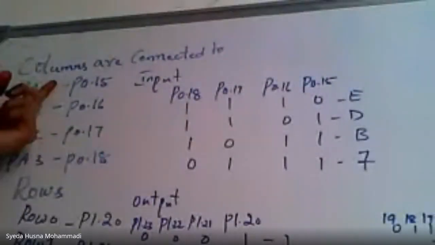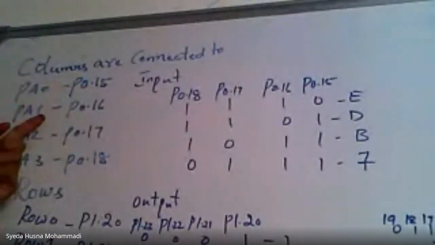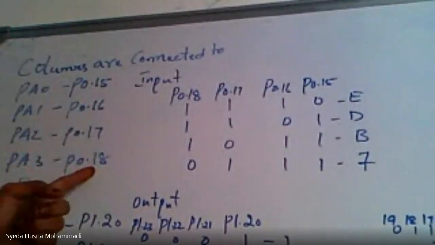Yes, ma'am. Okay. So you can see from here, I have written what we just noted down, right? Columns are connected to where? Columns are connected to PA0. PA0 is in turn connected to port 0, pin number 15. PA1 is connected to port 0, pin number 16. PA2 is connected to port 0, pin number 17. And PA3 is connected to port 0, pin number 18.